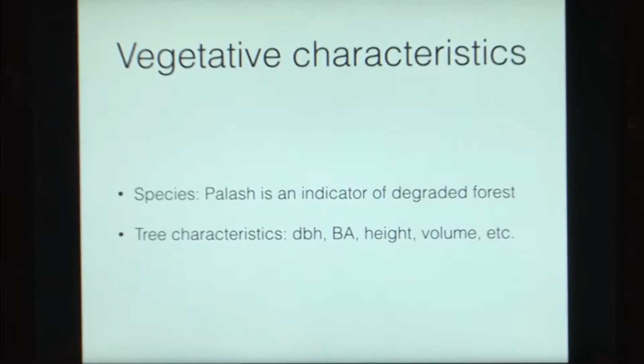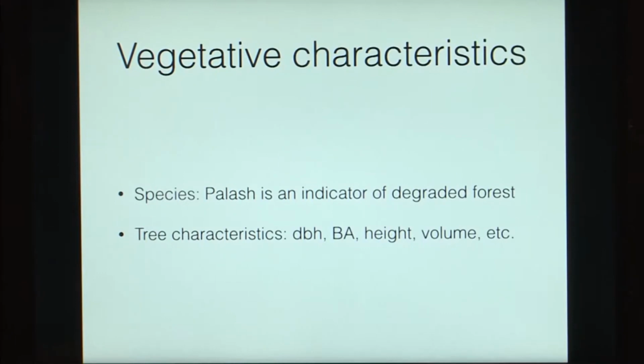The second way in which we can measure the site quality is by utilizing the vegetative characteristics. So, vegetative characteristics refers to the kind of species that we have in an area and the characteristics of the trees that are there in the area. So, for instance, this tree called palash or dhak is an indicator of a degraded forest.